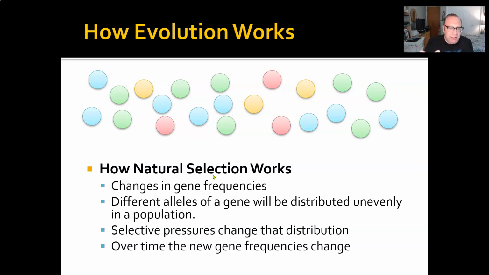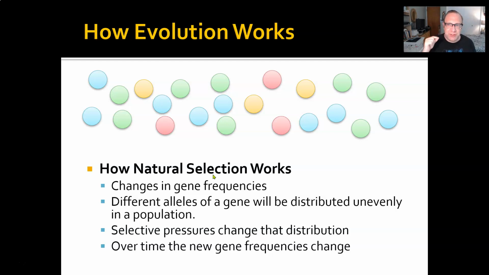Natural selection is changes in gene frequencies. Different alleles of a gene will be distributed unevenly in a population. Okay, so as you can see here, there are only 3 yellow and 3 red dots, right? But there are 1, 2, 3, 4, 5, 6, 7, 8 blue and 8 green as well. So the green and the blue far outnumber the red and the yellow.